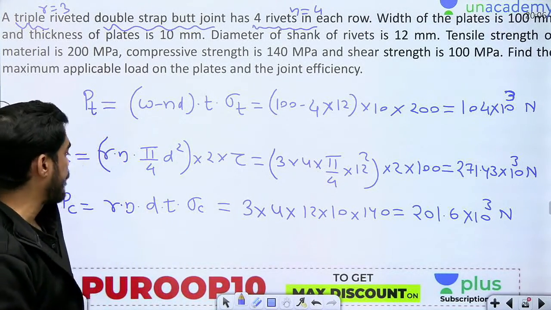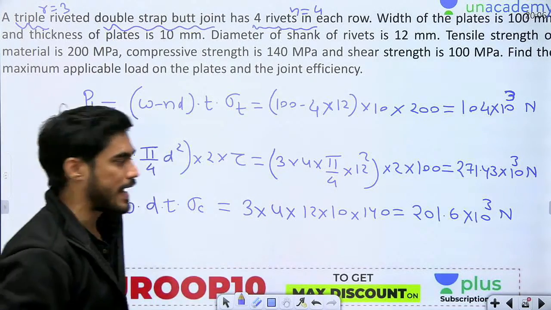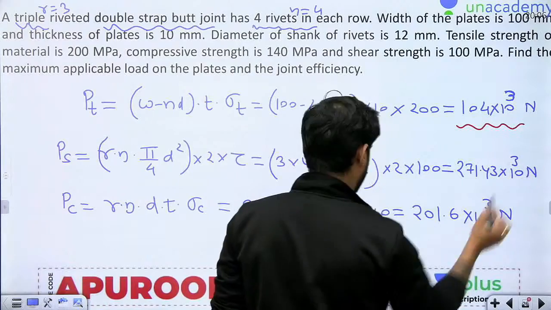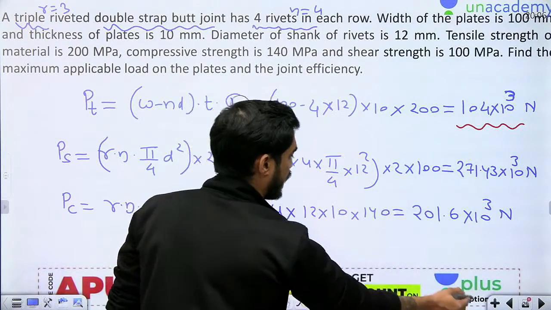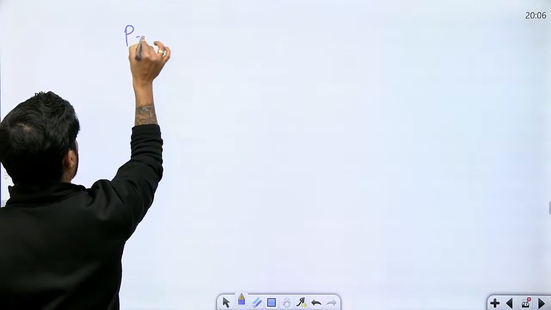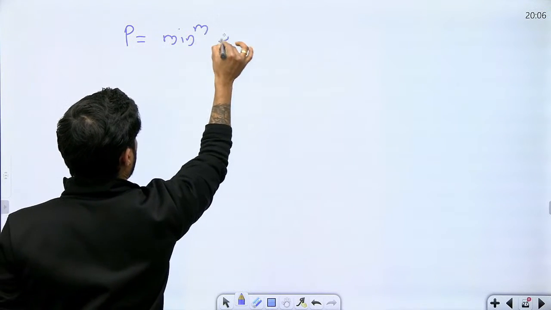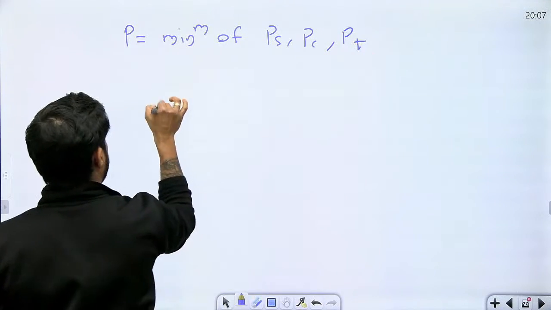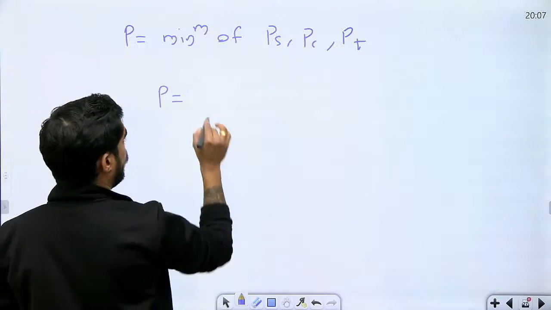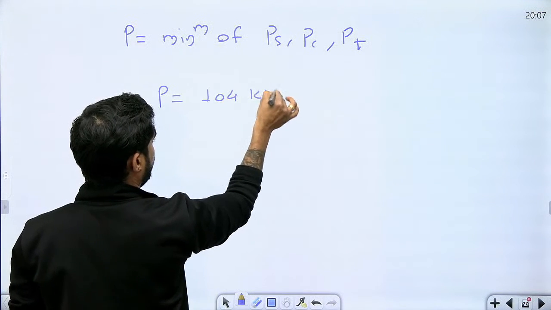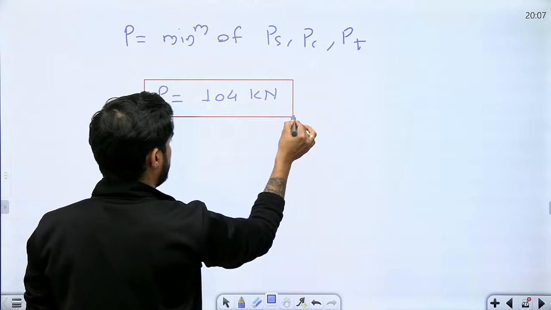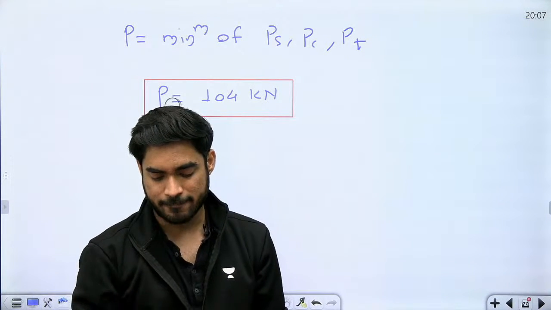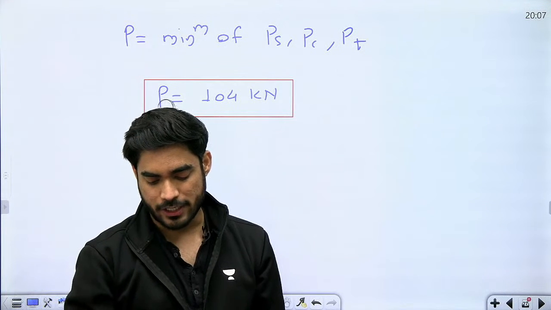So now you have got PS, PT, and PC, all three. Which one is the minimum one? This one is the minimum one, right? So this one will be the answer. So P will be equal to the minimum of PS, PC and PT. So the maximum applicable force P will be 104 kilonewton, right? Yes, 104 kilonewton.